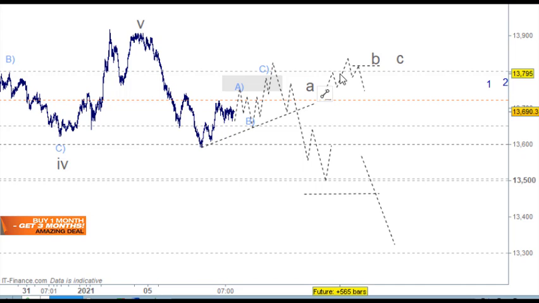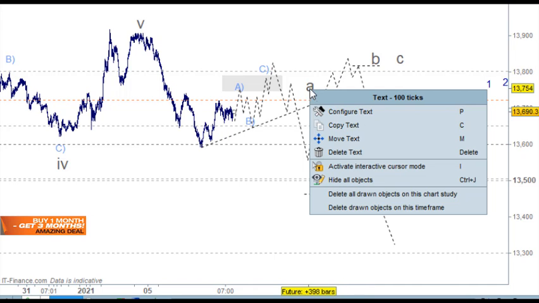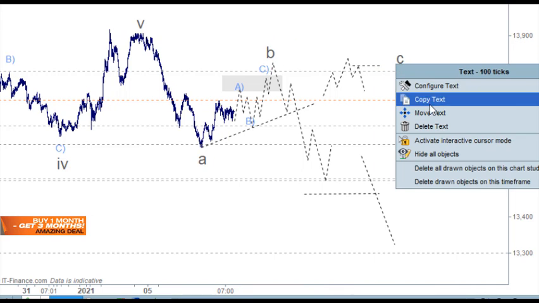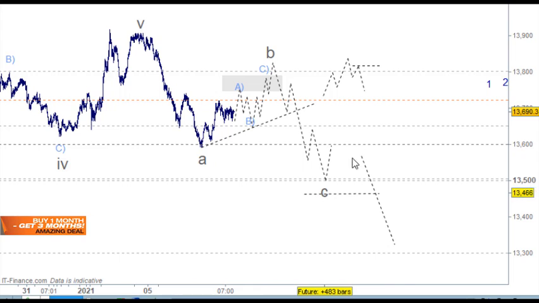And then, let's just assume that we've got a bullish move here as the A wave, the B wave, and the C wave down here. That means that once that B wave's in place, you can also look to go long at that point as well. So that's the long trade here, and that's the short trade.